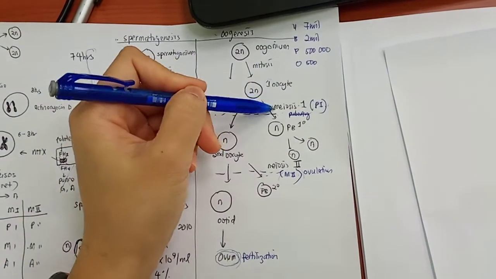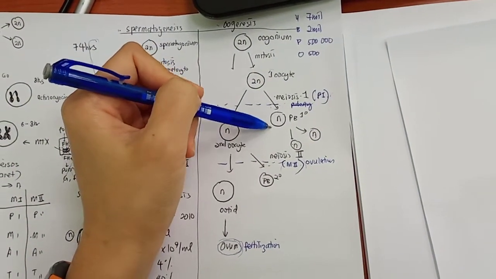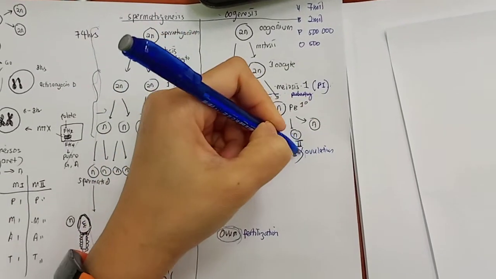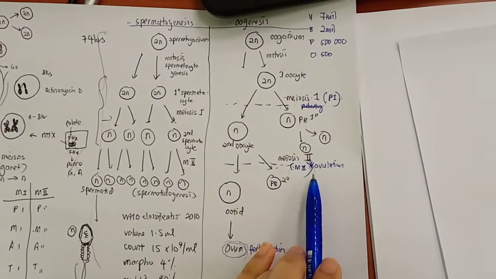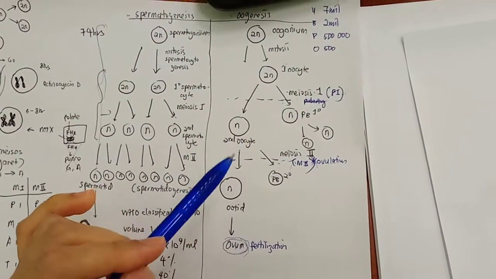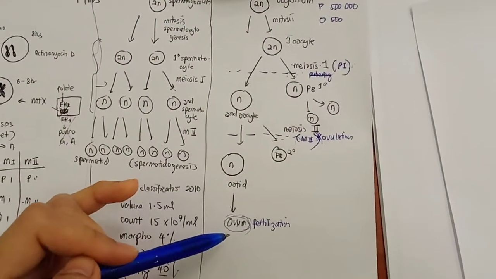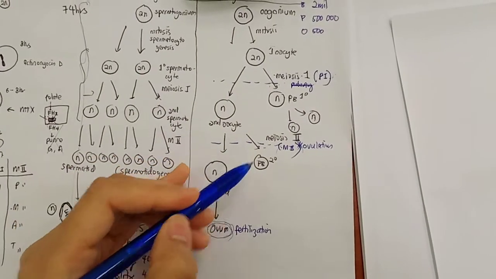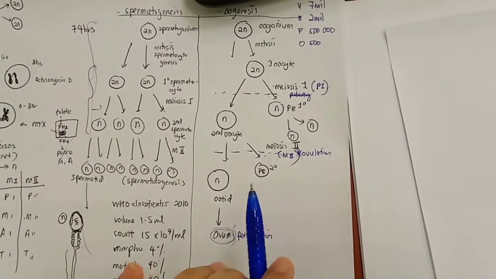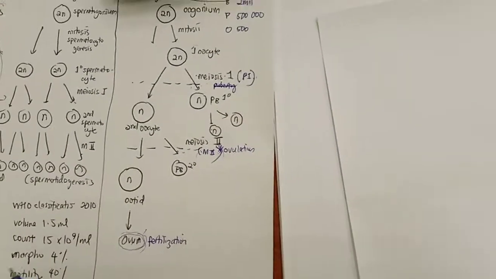Meiosis 1 prophase 1 will continue to differentiate into meiosis 2 and metaphase 2, and it stops here during ovulation. So not all oogonium are able to end up as ovum, because it needs fertilization to complete meiosis 2. Okay, so let's talk about what happened after that.